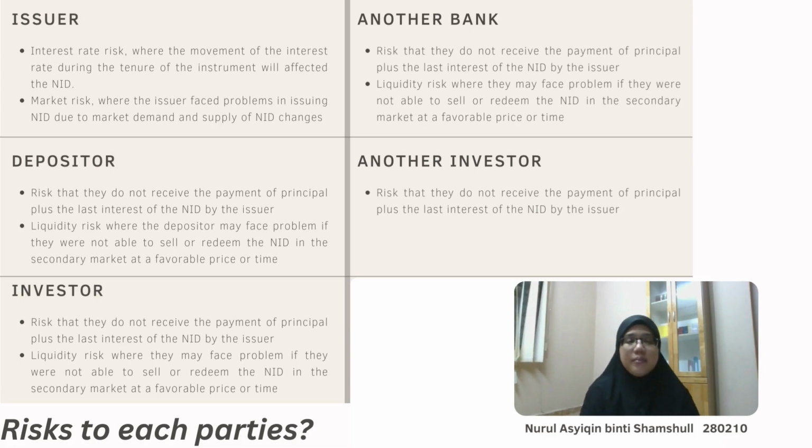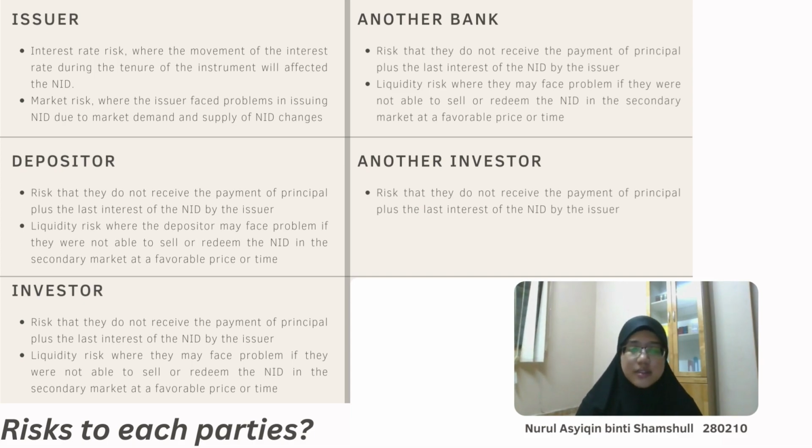Next, for another bank, the first risk that they might face is they do not receive the payment of principal plus the last interest of the NID by the issuer. The next risk is liquidity risk, where another bank may face problem if they were not able to sell or redeem the NID in the secondary market at a favorable price or time. In a situation where another bank needs immediate cash, they plan to sell the NID in the secondary market, it will pose a problem to another bank if the price and the rate at the time is unfavorable.